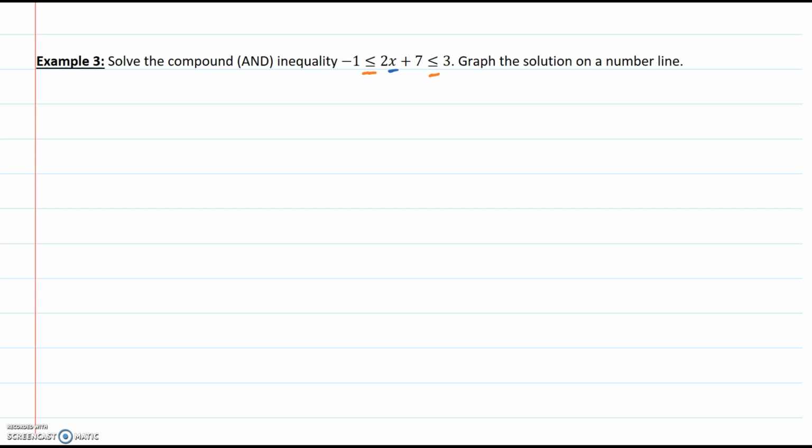So let's begin by writing out the problem. And we've got -1 is less than or equal to 2x plus 7 is less than or equal to 3. Okay, now if we want to end up with simply an x in there in the middle, then we have to decide what shouldn't be there. And the first thing that we see that shouldn't be there is the plus 7. So what we're going to do is we're going to take out that plus 7.